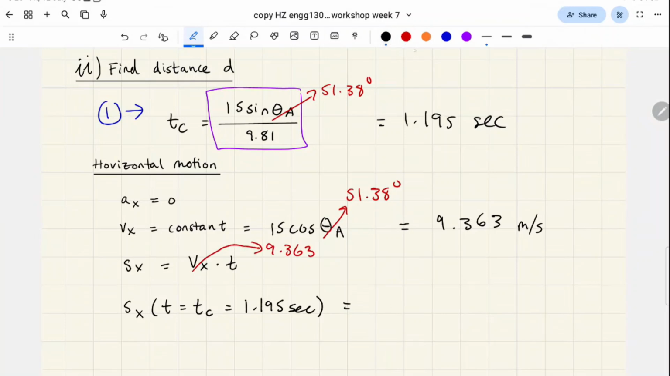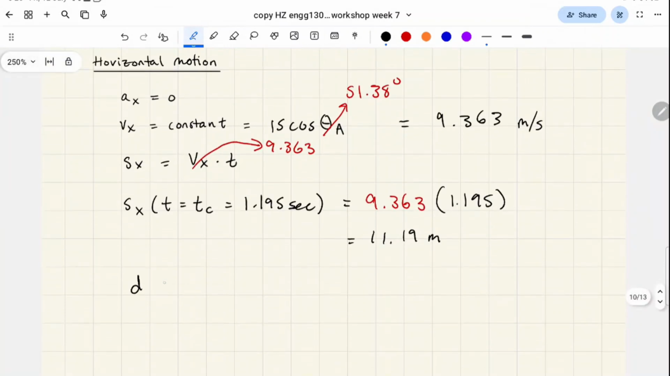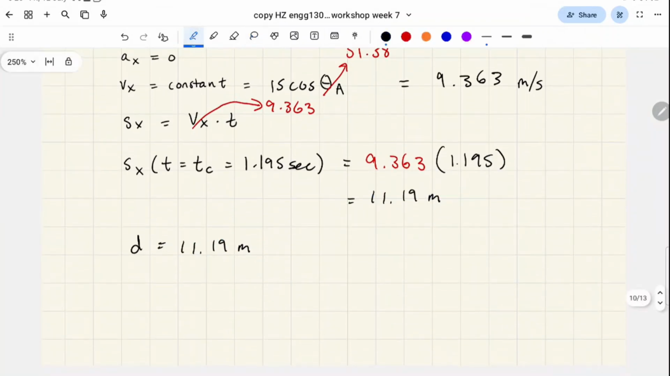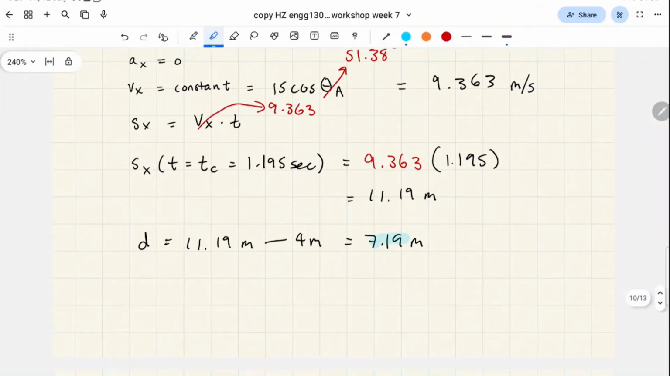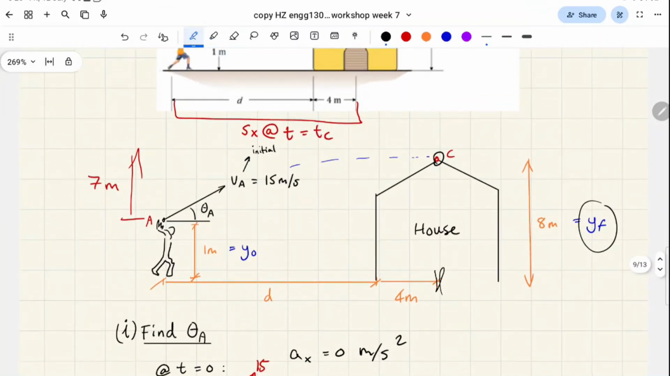We have 9.363 multiplied by that time, and we get that that is equal to 11.19 meters. And d, that distance, was simply that number, so sx at t equal to 1.195 seconds minus 4 meters, which gives us 7.19 meters. So it's minus 4 meters because the house, from the center of the house to the edge of the house, is 4 meters.